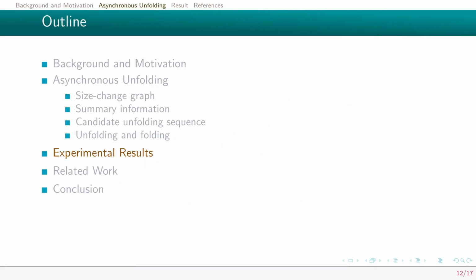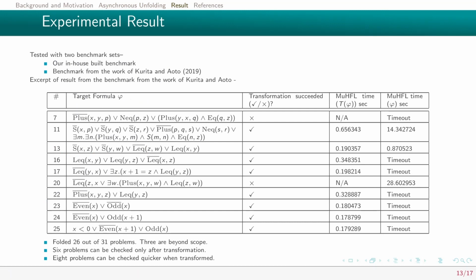Now I'll present our experimental results. We implemented a tool based on our proposed theory. We tested it with two benchmark sets. One is our own in-house built benchmark to ensure the capabilities of the tool, and the other one is the benchmark taken from the work of Kurita and Auto.